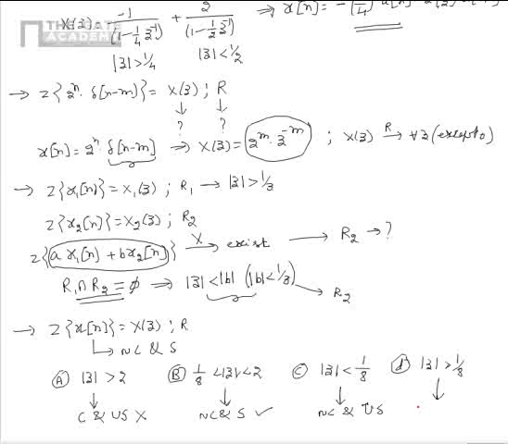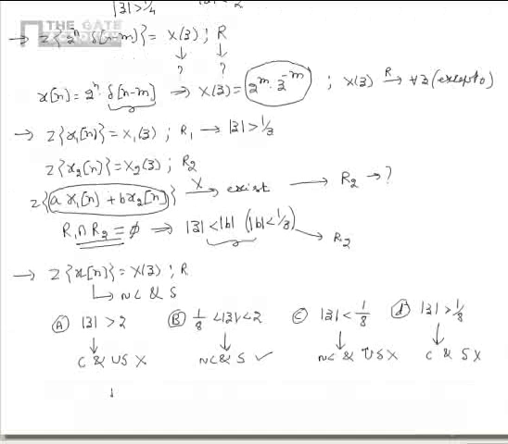So as the ROC is outside a circle, we see that the system is causal, and also the ROC includes the unit circle. So we see that the system is stable. So we see that options C and D also don't correspond to the required scenario. From this we see that 1 by 8 less than mod z less than 2 is the required ROC, as in this case the system is non-causal and stable.